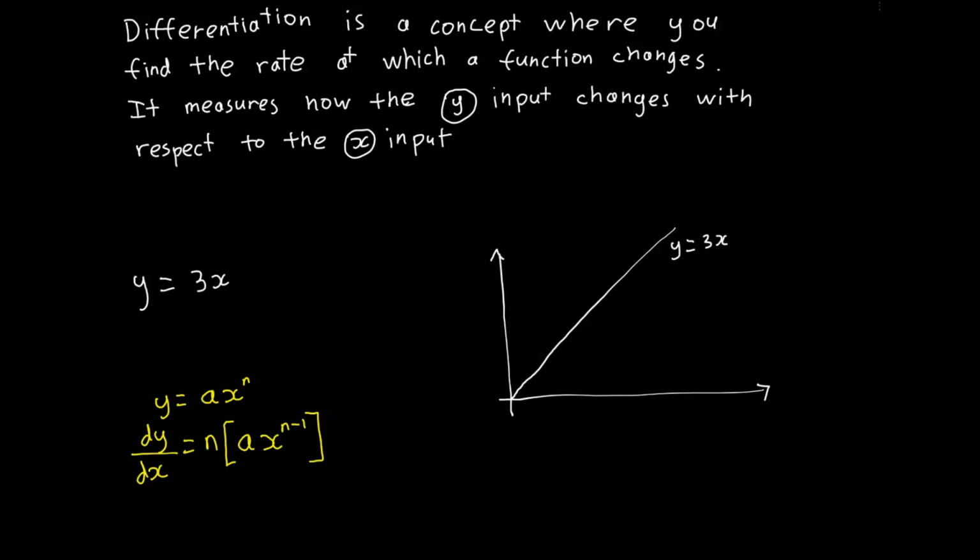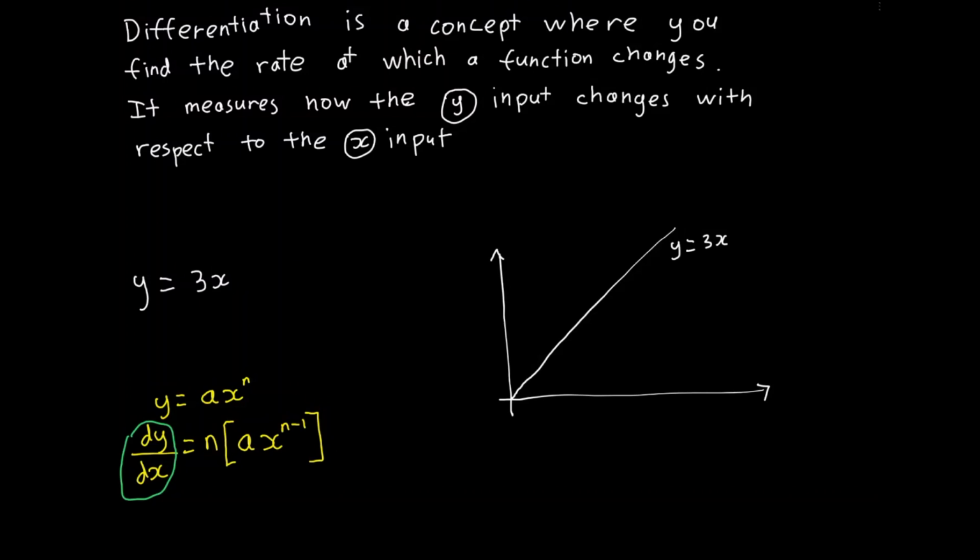So, differentiation is a concept where you find the rate at which a function changes. It measures how the y output changes with respect to the x input. This is essentially what the dy over dx here means. And in yellow, this is basically the general rule for differentiation.